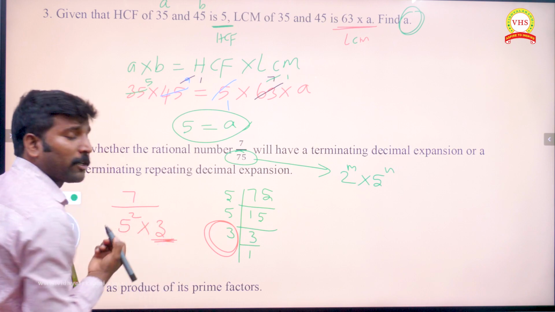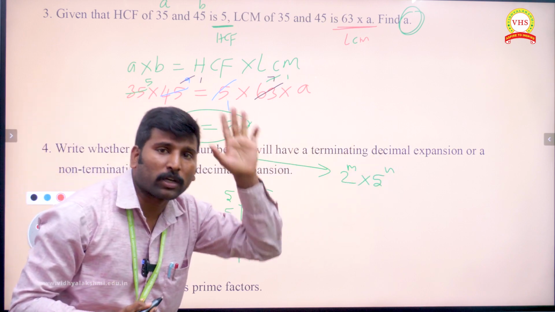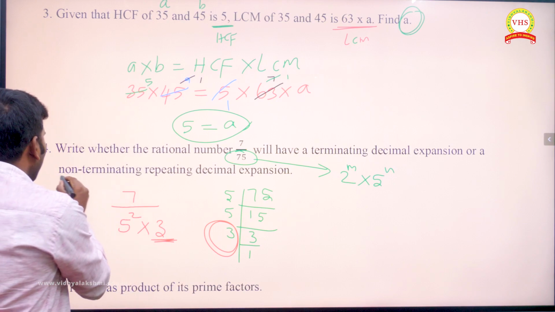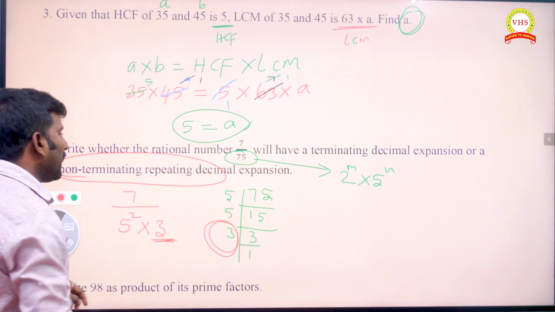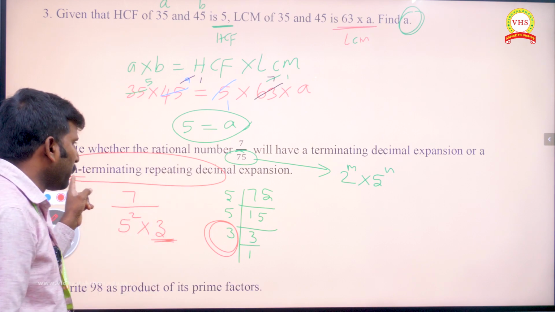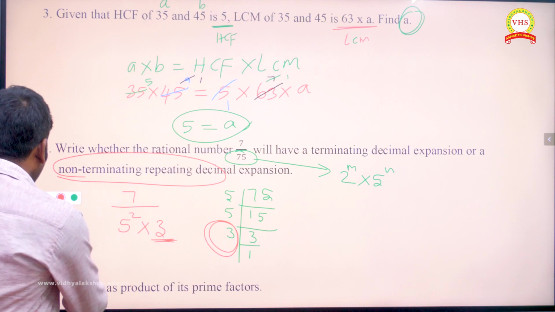So 3 is there. What I said: only 2 and 5 should be in the denominator. But here 3 is coming. So what you will say is that the given thing is a non-terminating and repeating decimal expansion. This is what we want to say.